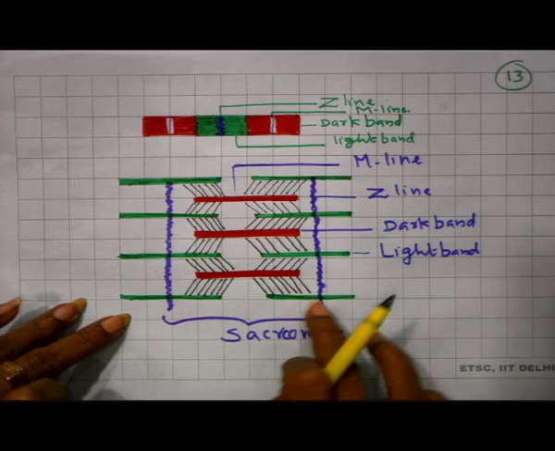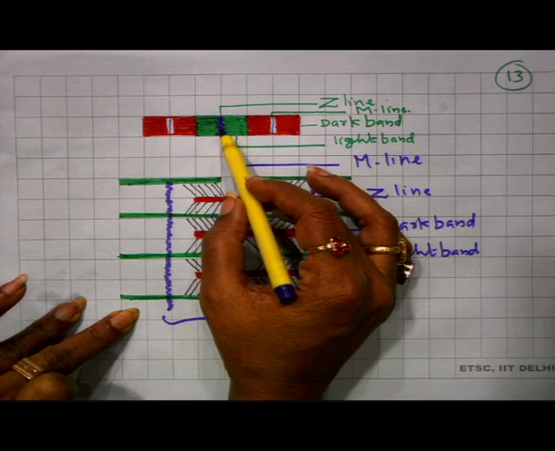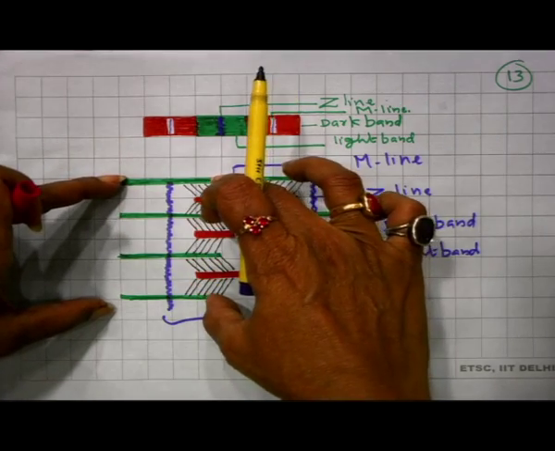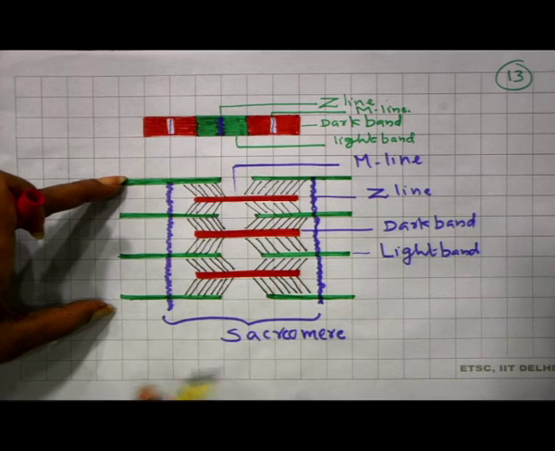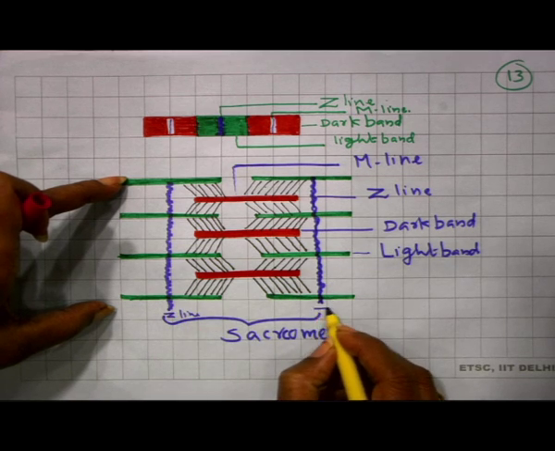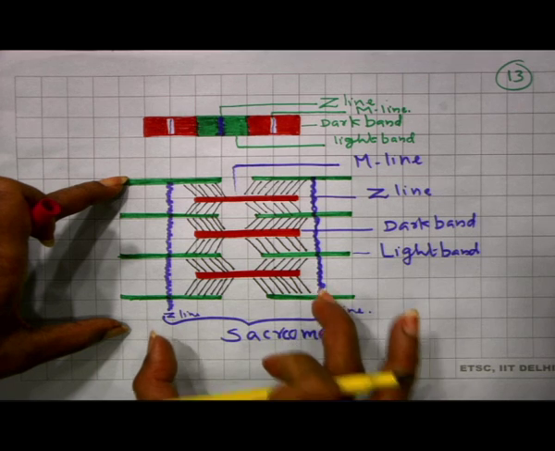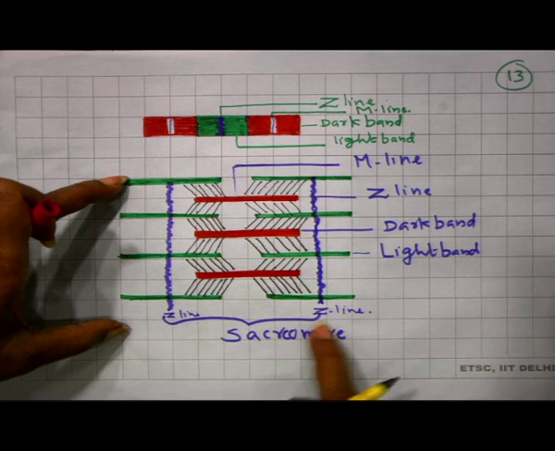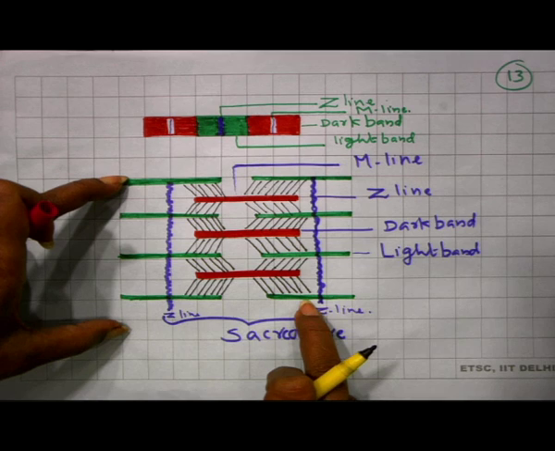Z lines you have seen, it is the dark line that is seen at the center of the light band. See, this is the light band, this much green portion, and at the center of this light band, here you can see a dark line, Z line. So, this is the Z line. Here also this is the Z line. Now, the portion of the myofibril between two consecutive Z lines is known as sarcomere. So, this much portion forms the sarcomere.